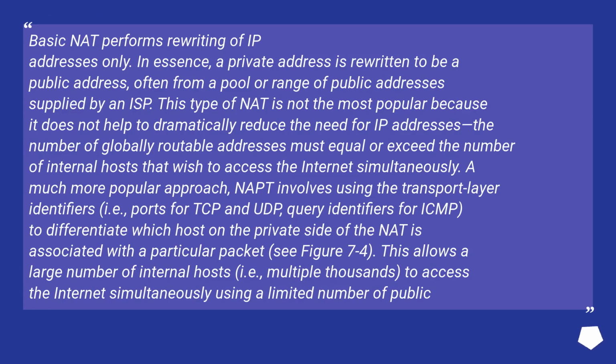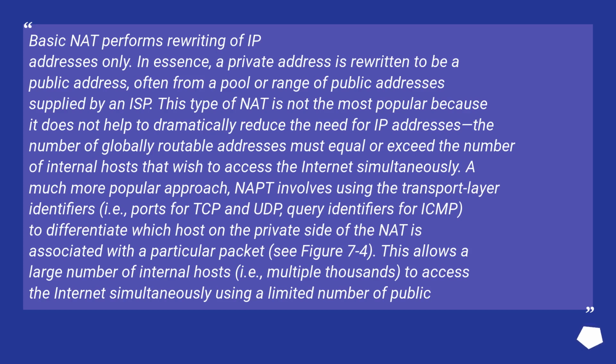This type of NAT is not the most popular because it does not help to dramatically reduce the need for IP addresses. The number of globally routable addresses must equal or exceed the number of internal hosts that wish to access the internet simultaneously. A much more popular approach, NAPT, involves using the transport layer identifiers, i.e., ports for TCP and UDP, query identifiers for ICMP, to differentiate which host on the private side of the NAT is associated with a particular packet. See Figure 7.4.